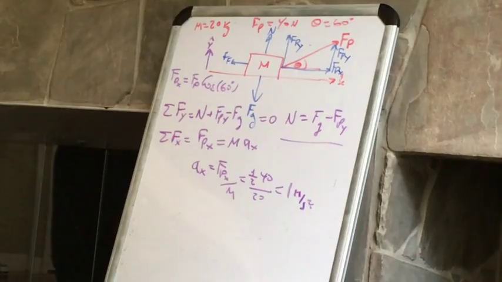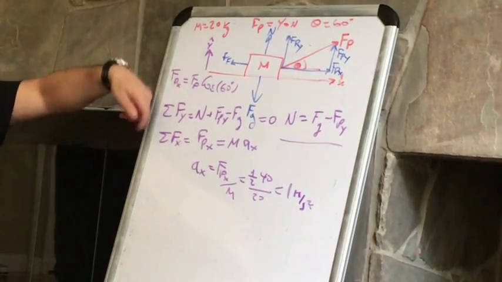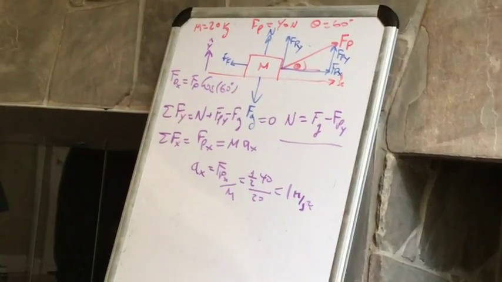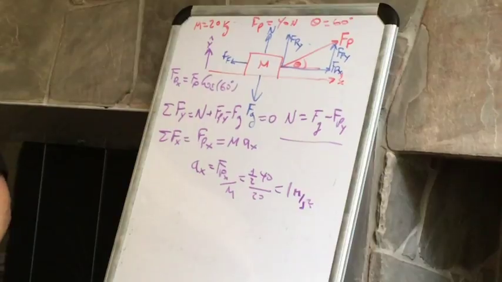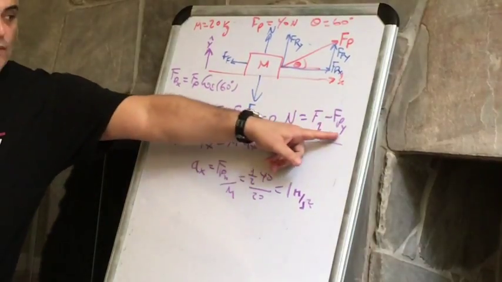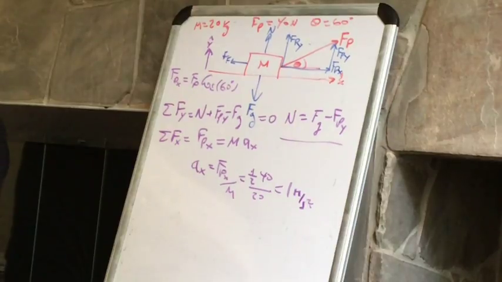So I could ask you an extra question: how much force does it have to be pulled with to leave the ground? How would you do that? You just find that this F_P y has to be bigger than gravity. That's all. If you know its weight, you know that part of it.